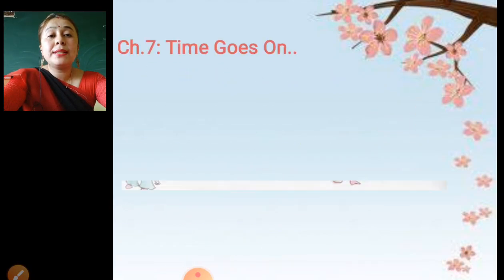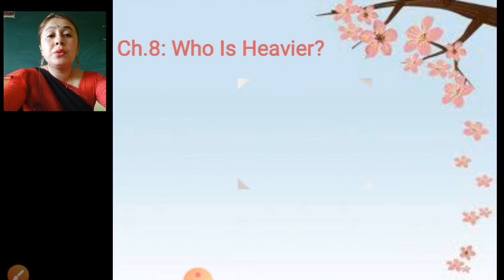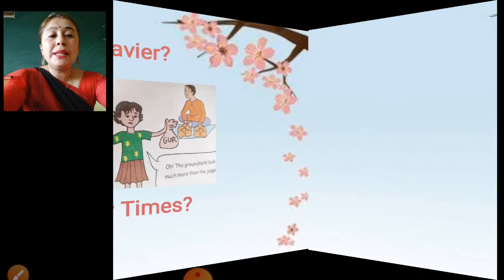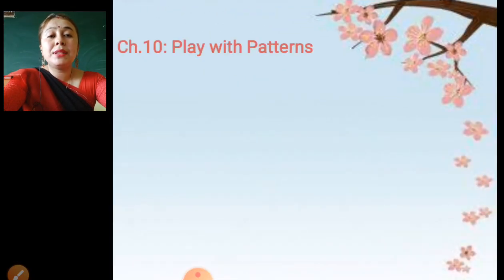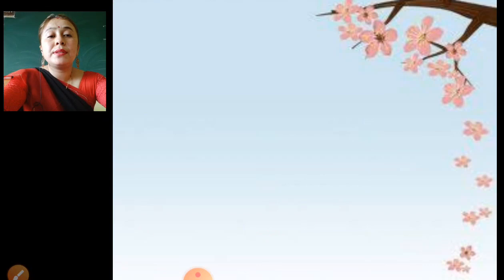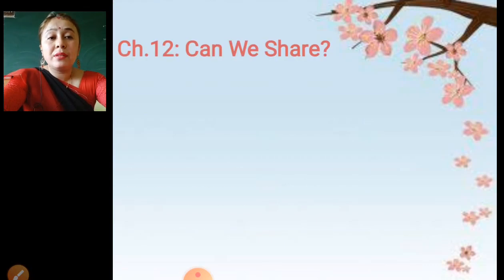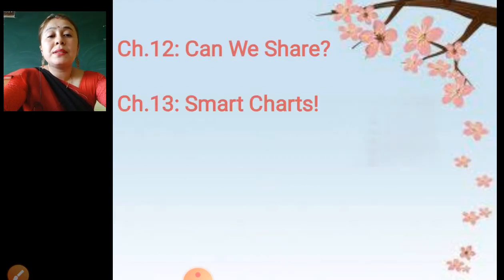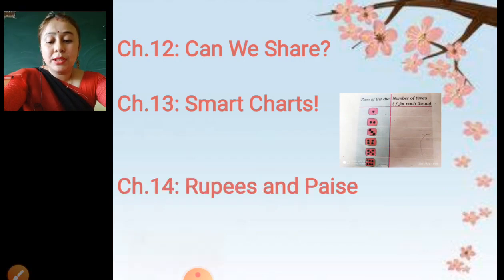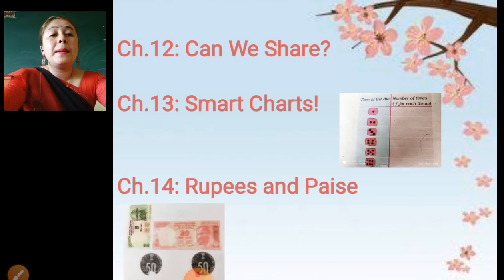Chapter 7, Time Goes On. Chapter 8, Who is Heavier? Chapter 9, How Many Times? Chapter 10, Play with Patterns. Chapter 11, Jugs and Mugs. Chapter 12, Can We Share? Chapter 13, Smart Charts. And Chapter 14, Rupees and Paise.